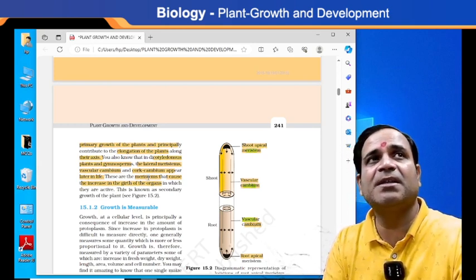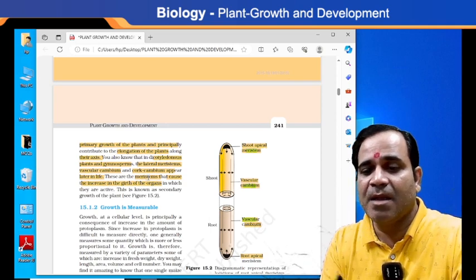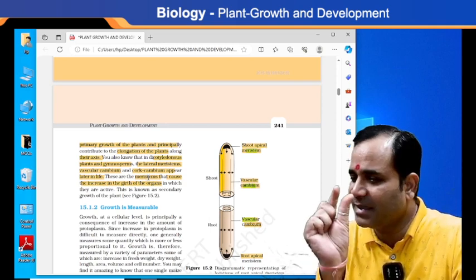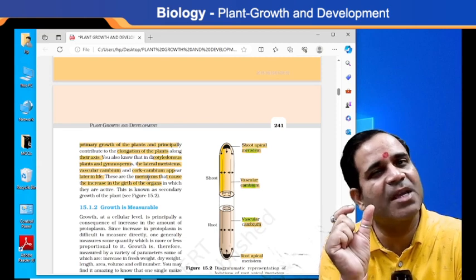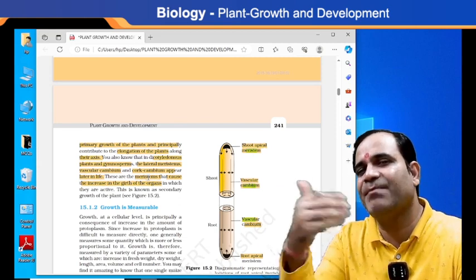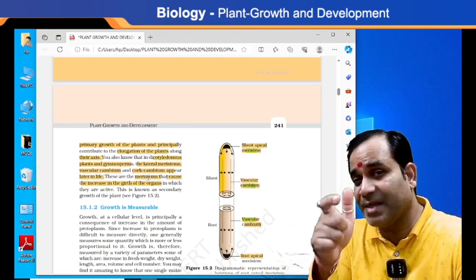Because whenever we look at a baby plant, the girth of the stem is so thin, but as time passes, the girth of the stem increases.